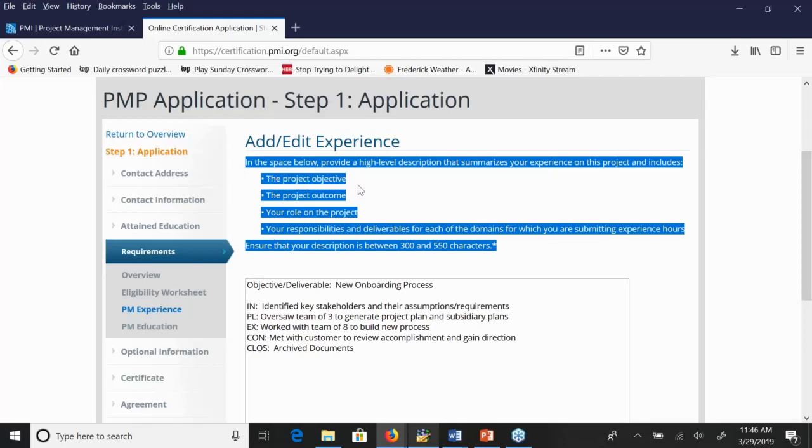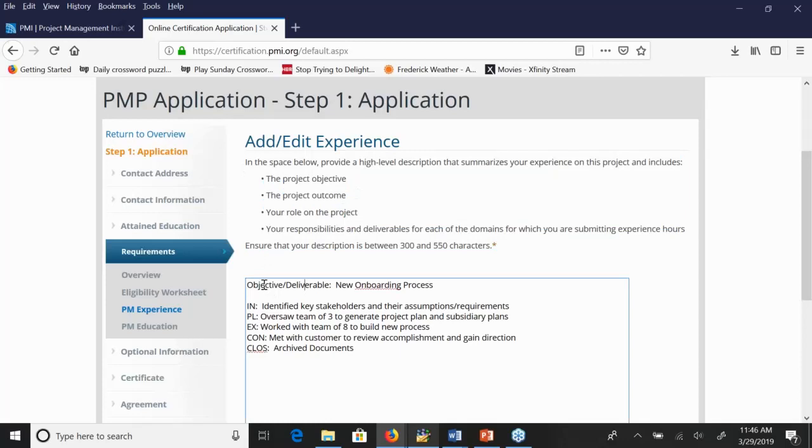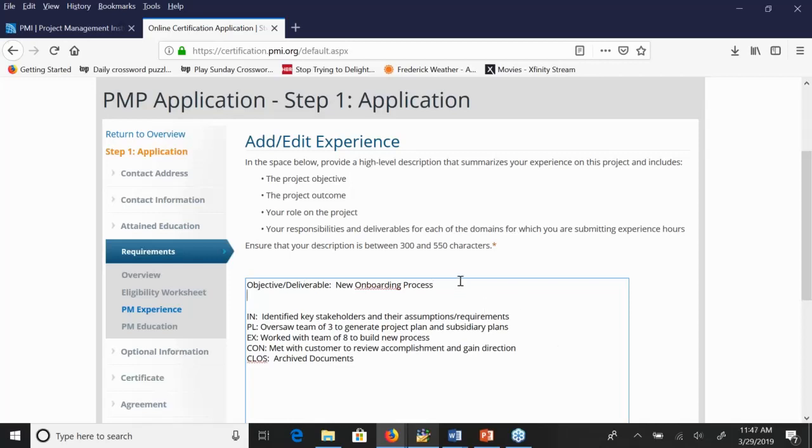First, the project objective and outcome. Oh, objective and deliverable. A new onboarding process. Now note, I used the word process. Shocking. Yeah, it's not that bad. It's not that bad. Why? Because it's a new process. And then you look at what did I do in each of, and notice it says your responsibilities and deliverables for the domains for which you are putting in experience hours. So what's missing out of this one is my role on the project. Role. PM.